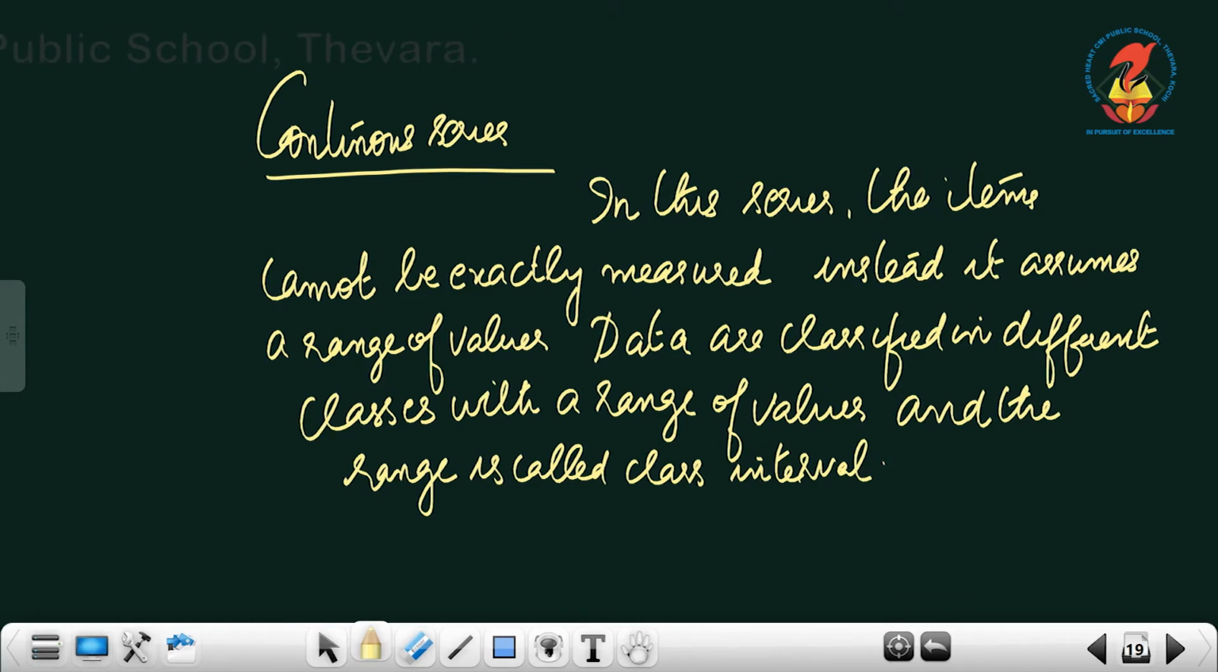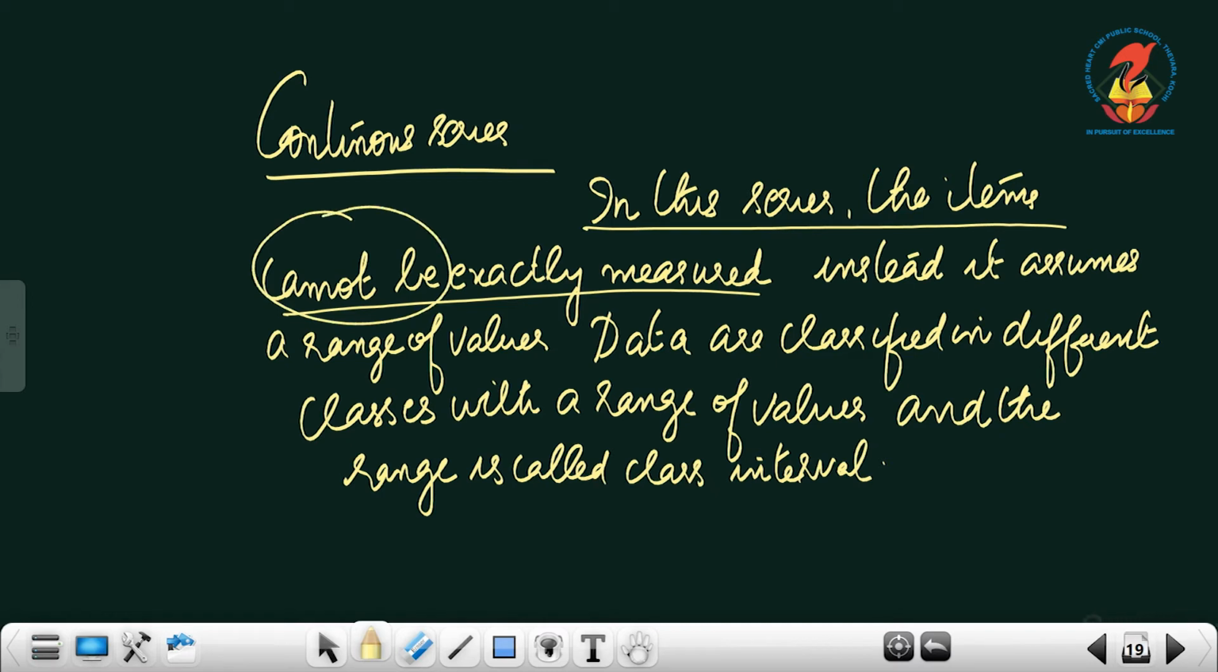Now we will move on to continuous series. What is this continuous series? In this series, the items cannot be exactly measured. Instead, it assumes a range of values.